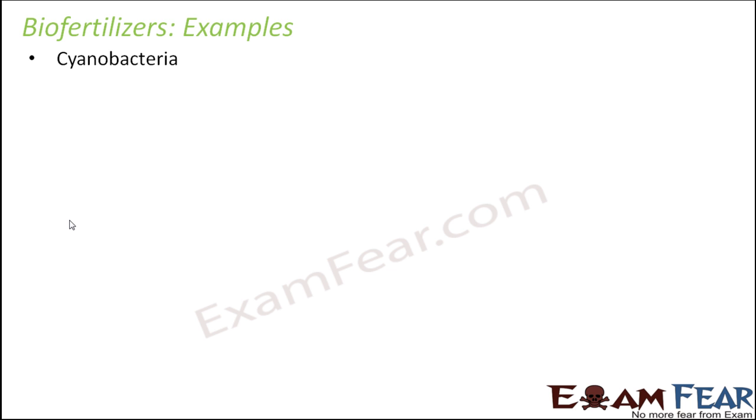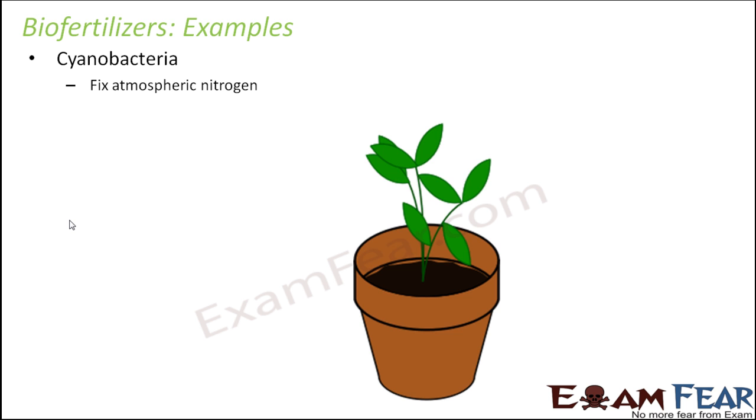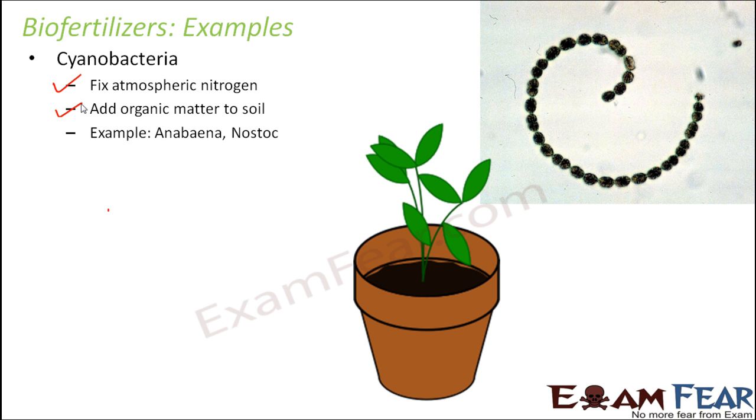So the last one is cyanobacteria. Cyanobacteria, which is often called blue-green algae. So the main purpose of cyanobacteria also is to fix atmospheric nitrogen. So cyanobacteria also add organic matter to the soil, and that is how it improves the soil quality. In terms of nutrients, it adds nitrogen to the soil, it also adds organic matter to the soil. Now examples of such cyanobacteria are Anabaena and Nostoc. So here you can see Anabaena, this is how it looks like. And there are many other cyanobacteria which act as biofertilizers.